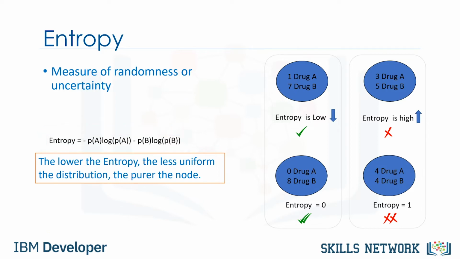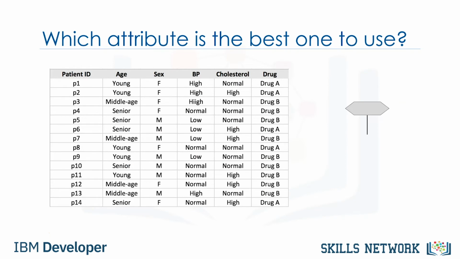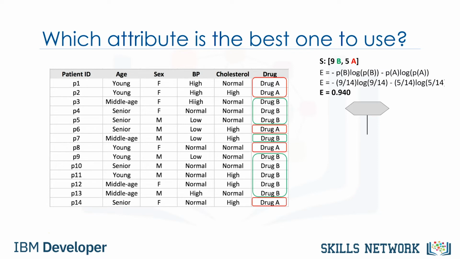Please remember, though, that you don't have to calculate these, as it's easily calculated by the libraries or packages that you use. As an example, let's calculate the entropy of the dataset before splitting it. We have 9 occurrences of drug B and 5 of drug A. You can embed these numbers into the entropy formula to calculate the impurity of the target attribute before splitting it. In this case, it is 0.94.